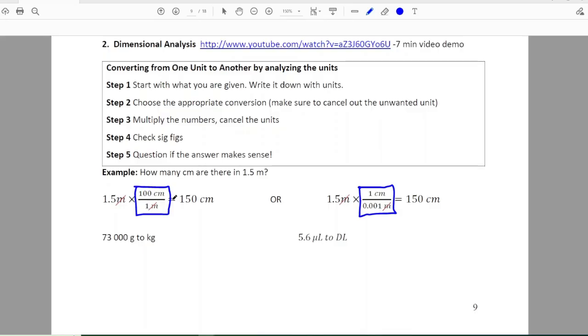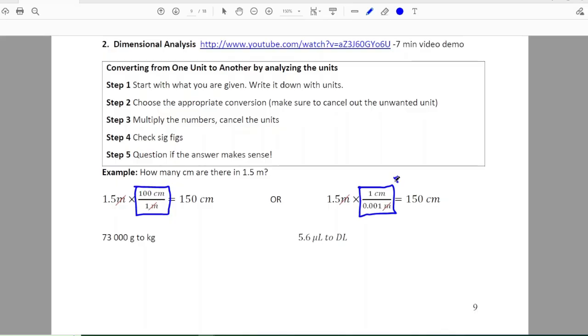And then I get to just put in my conversion. So if it's 1 meter is 100 centimeters, because the 100's on top, I'm going to be doing 1.5 times 100 to get 150 centimeters, maintaining my sig figs when multiplying. For this one, because it's 1 centimeter is 0.001 of a meter, I'd be plugging it in as 1.5 divided by 0.001, which would also give me 150 centimeters.